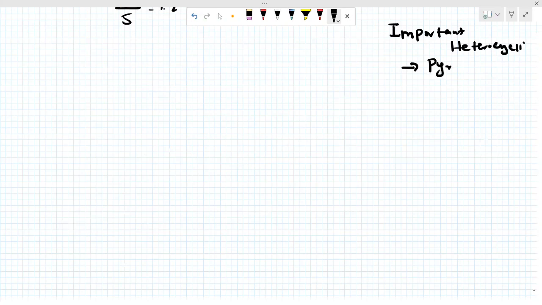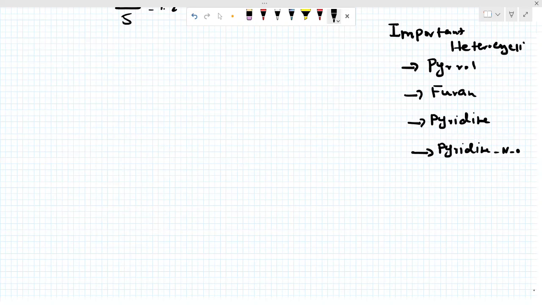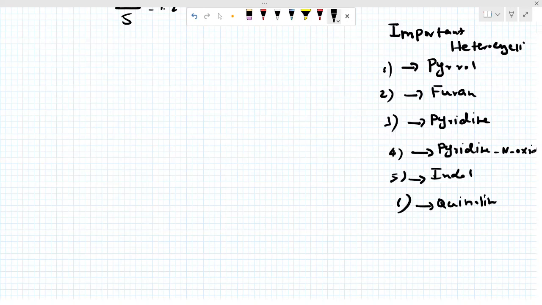Pyrrole. Second one is furan. And third one is pyridine. And the fourth one is what? Pyridine N-oxide. Okay. And the sixth one is indole. And the last one is isoquinoline. Listen, this is 1, 2, 3, 4, 5 and 6. Okay. These 6 are very, very important.